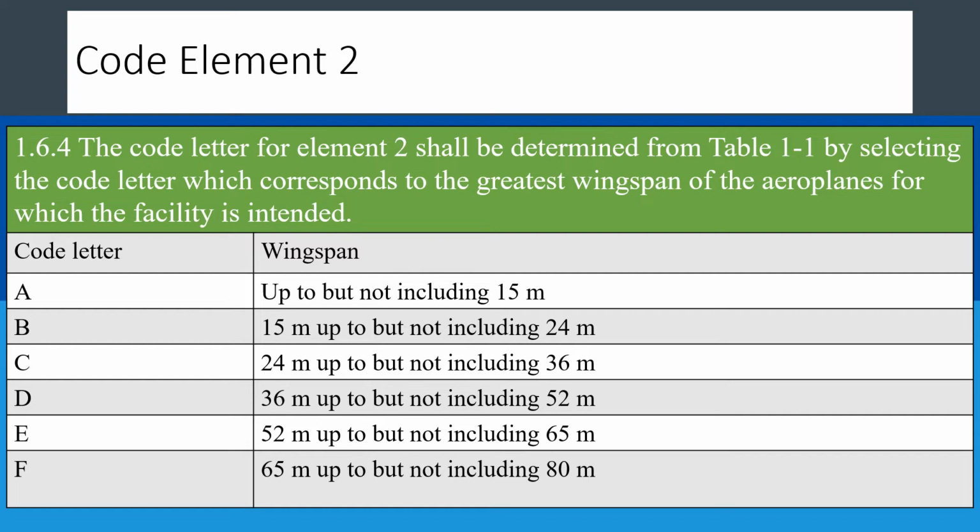We have now reviewed code element 1 and code element 2, which constitute the aerodrome reference code. There is one more thing that we observed whilst we were going through the month, and we will do that very soon.